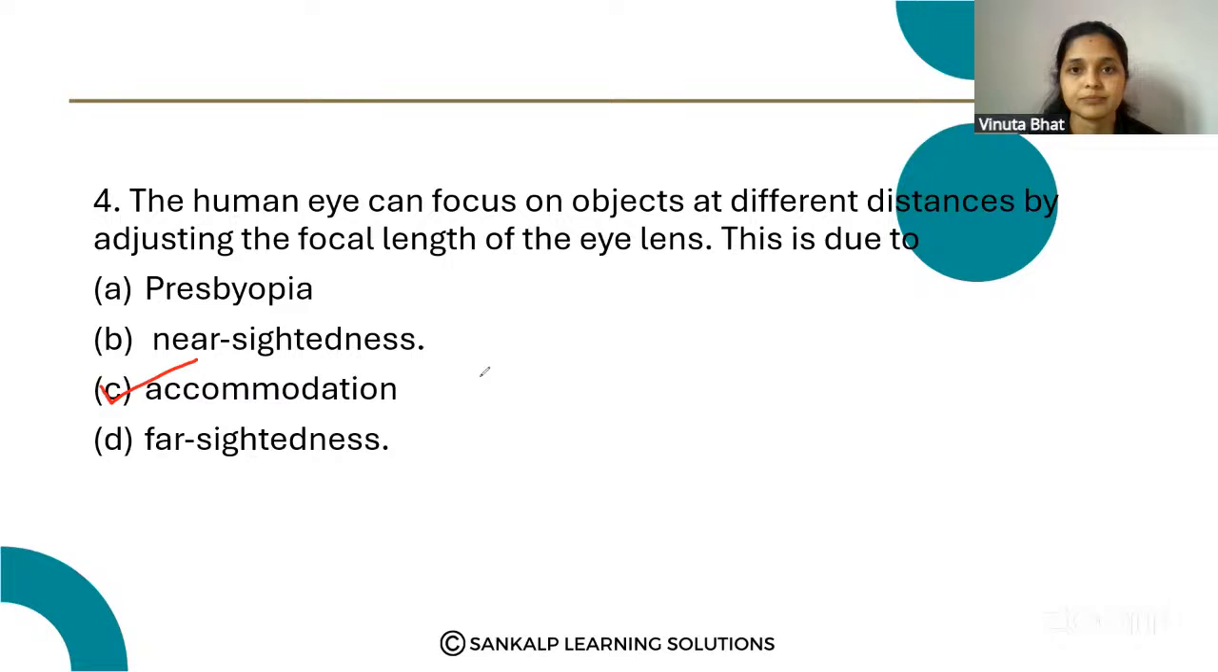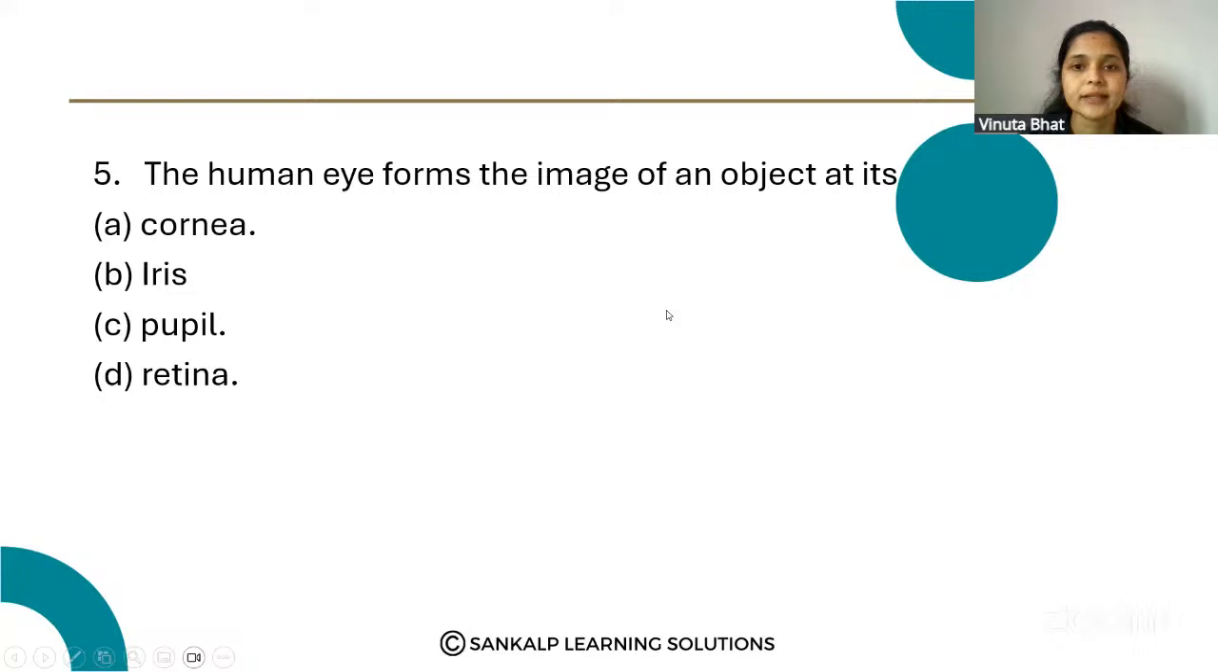Next question. The human eye forms the image of an object at its cornea, iris, pupil, or retina. Here, at which place does the eye form the image? The image will form on the retina. The correct answer is option D, retina. Please note down the answer.